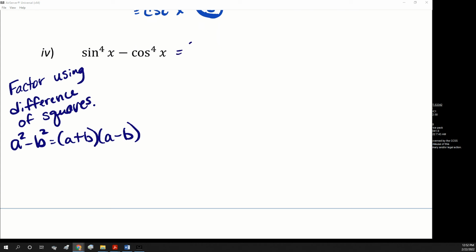So when we factor using difference of squares, you find each square root, like I wrote right here, and then you put one with a plus and one with a minus. So what's the square root of sine to the 4th of x? Sine squared of x. All right, and we'll do one with a plus and one with a minus, and then the square root of cosine to the 4th is also cosine squared of x.